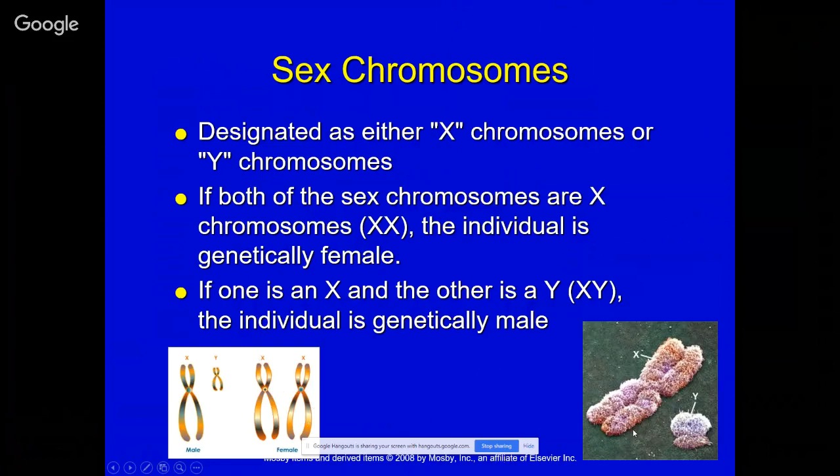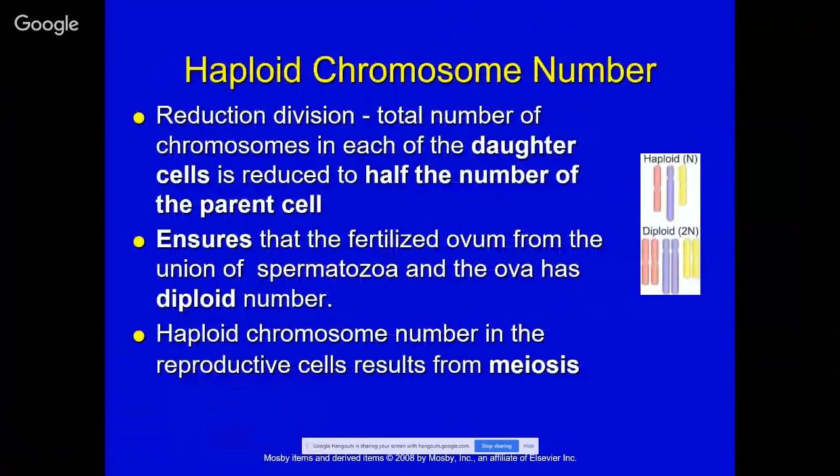Here's what it looks like under an electron microscope. All these little fuzzy parts are the coils of the DNA with little side chains coming off of them. And these are the blueprints for everything that happens within the body. The haploid chromosome number is made by reduction division. It's the total number of chromosomes in each of the daughter cells is reduced to half the number of the parent cell. So here's diploid, we got 2 of each, and haploid, we have 1 of each.